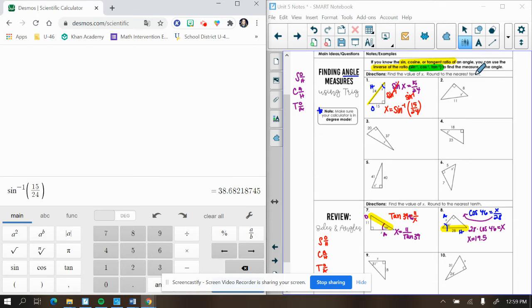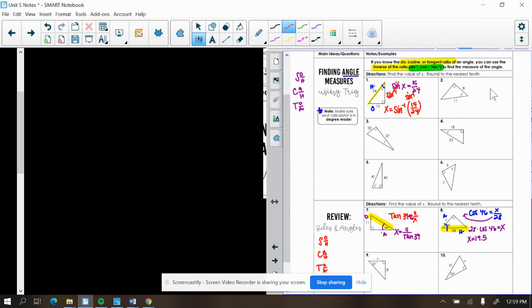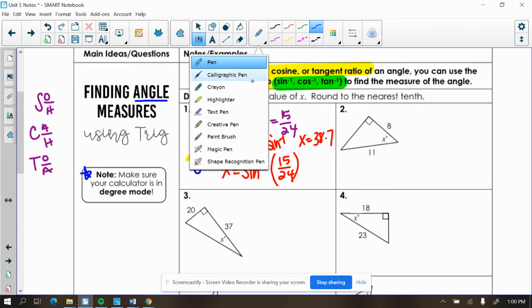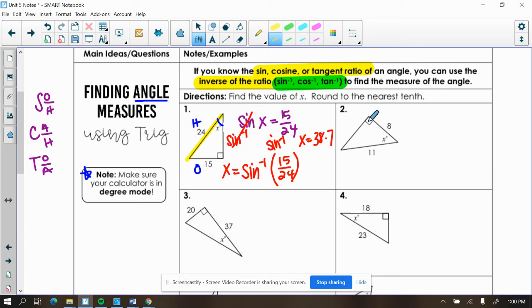Again, round to the nearest tenth, it tells us. So one decimal place, but this one we need to round up. So our answer would be 38.7 for this one. So we would then say that x equals 38.7. Again, just seeing these examples and making sure that we are figuring this out will make it easier in the end.